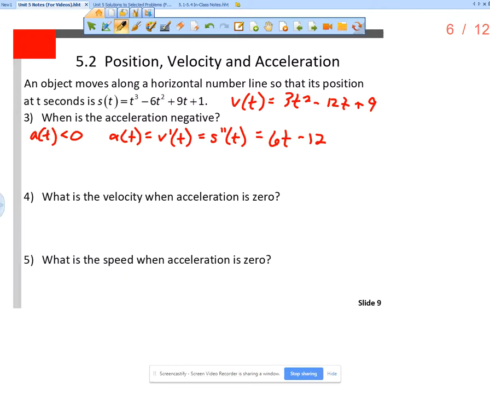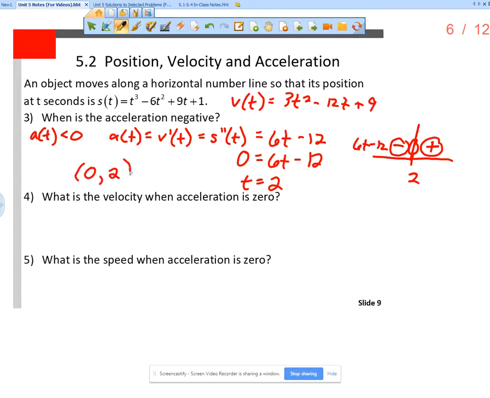Now how do I figure out when acceleration is negative? Well, the first thing I need to do is figure out when acceleration is 0. So acceleration is 0 when 6t minus 12 equals 0. I add 12, divide by 6, so t equals 2. Now I want to do a sign analysis on acceleration. I only have the one factor, 6t minus 12, so that is 0 at 2. A number to the left like 0, 6 times 0 minus 12 is negative, and a number to the right like 3, 6 times 3 is 18, minus 12 is positive. So when is the acceleration negative? The acceleration is negative on the interval 0 to 2.